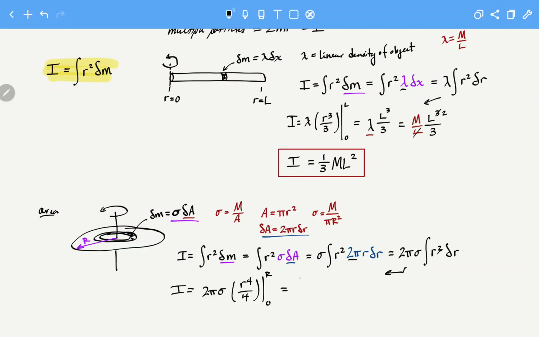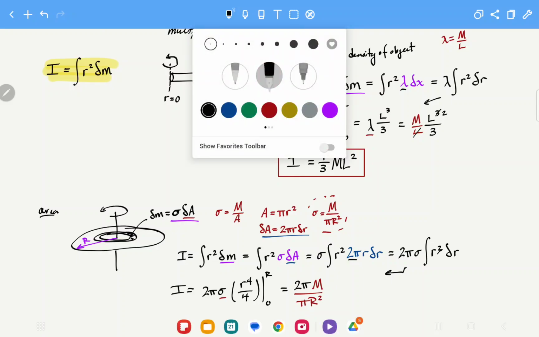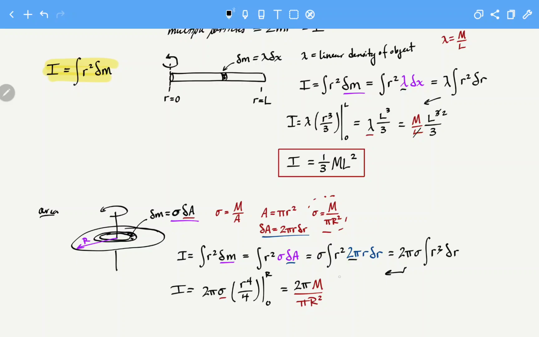And so now this becomes 2 pi, and I'm going to replace now our sigma. I'm going to replace sigma with what we have over here, m over A, which we know is really this guy here. So we've got 2 pi times m divided by pi r squared. And then now we've got r to the fourth. We're integrating it from r to 0. So the 0 just nukes everything out. So we've got r to the fourth divided by 4.